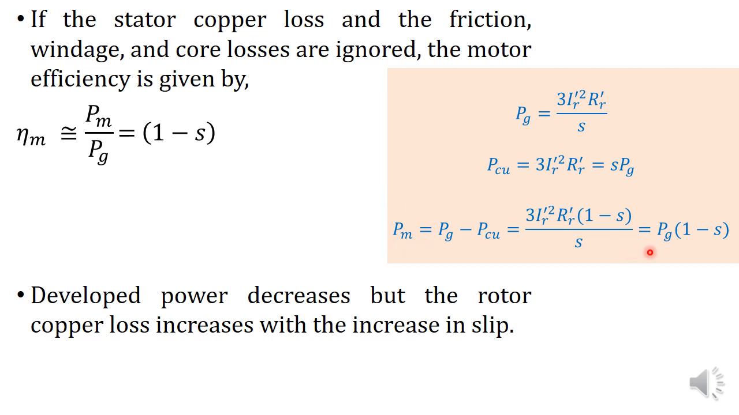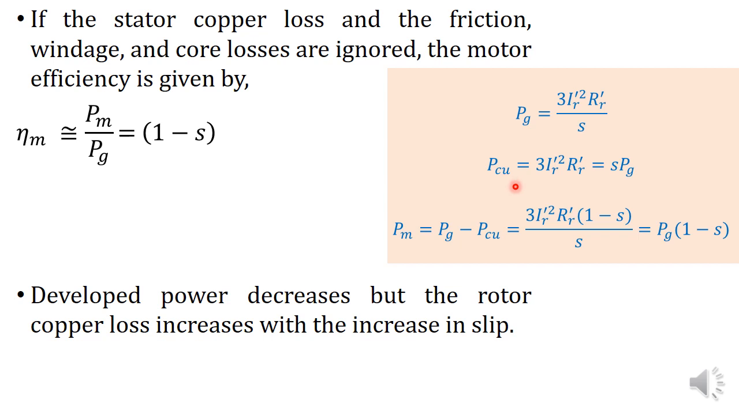PM is equal to Pg into (1 minus S). That means when slip increases, the developed power decreases. That's true. And also the rotor copper loss: rotor copper loss is equal to S into Pg. That means as S increases, rotor copper loss increases.